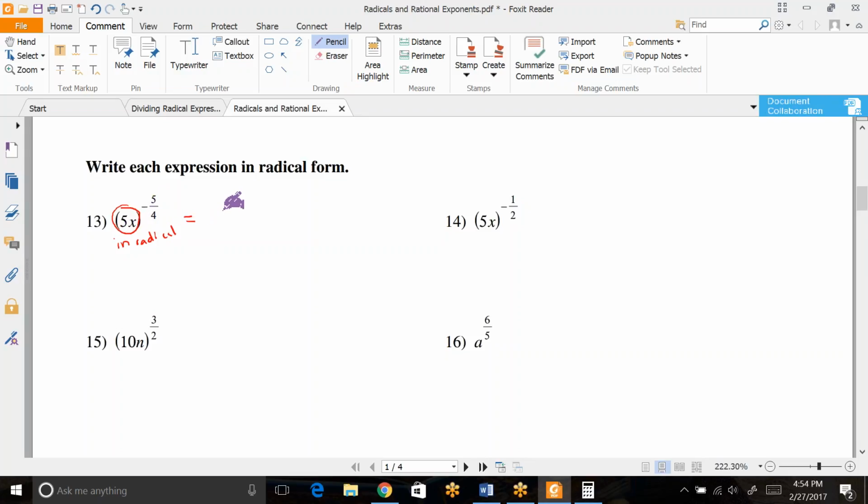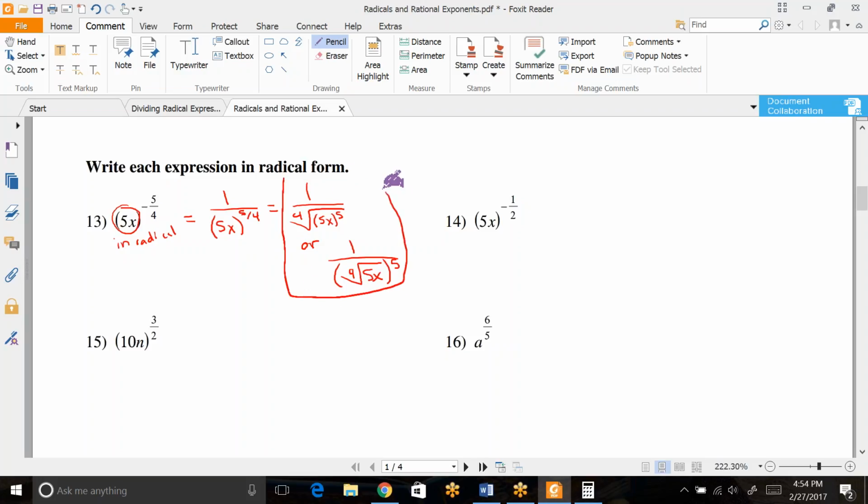First of all, you don't want a negative exponent. So the first thing I would do is move the whole thing to the denominator and change that to the positive 5/4. Then I would convert that denominator to a radical. This would be the 4th root of 5x to the 5th. Notice I kept the 5x in its parentheses because both of them would get the 5th power. Another way of writing that same thing would be the 4th root of 5x with the whole thing raised to the 5th power. So either one of these would be acceptable.